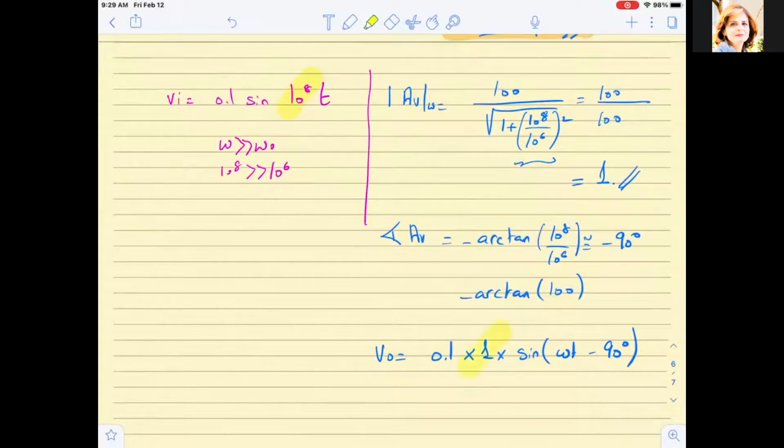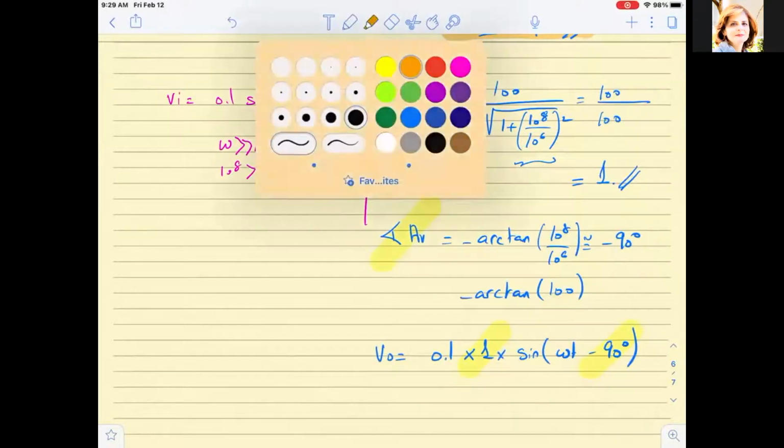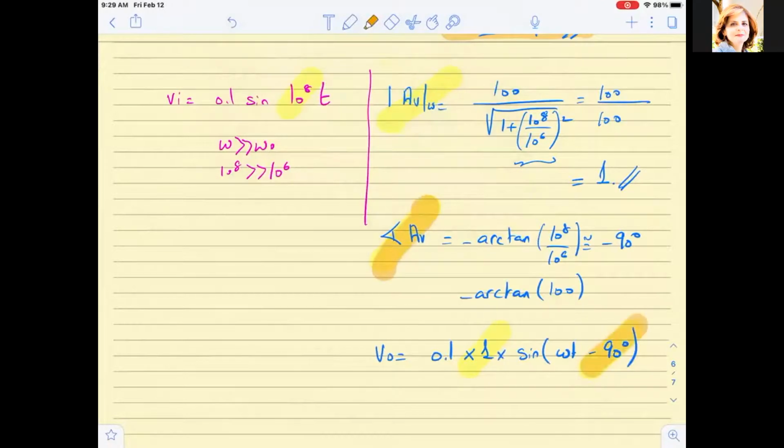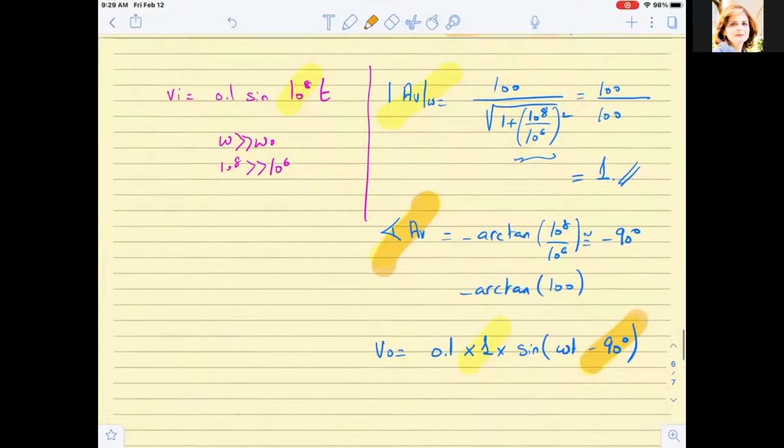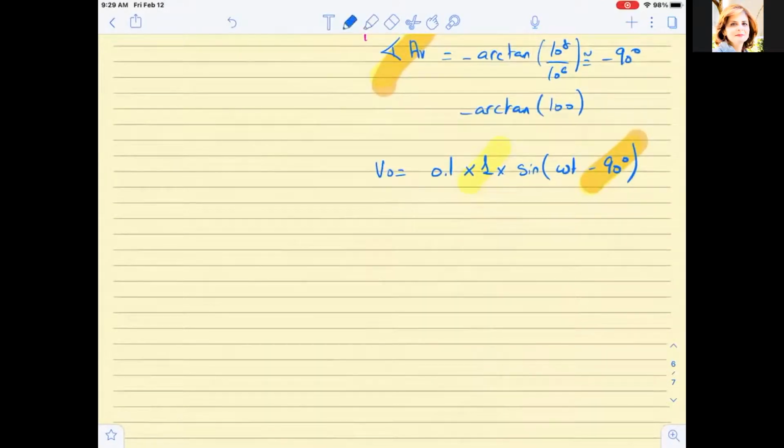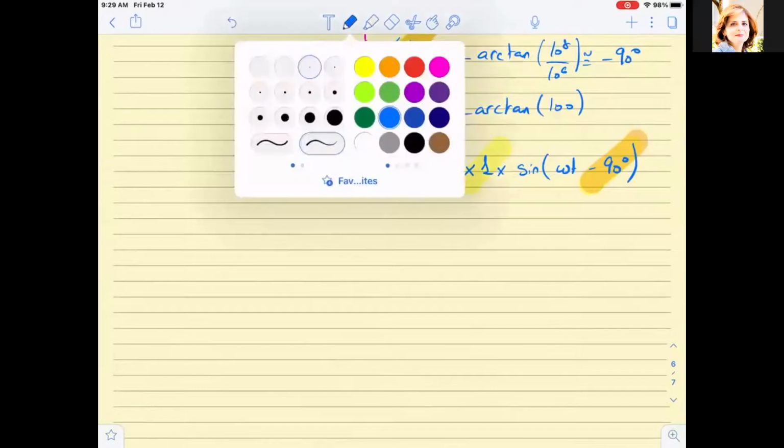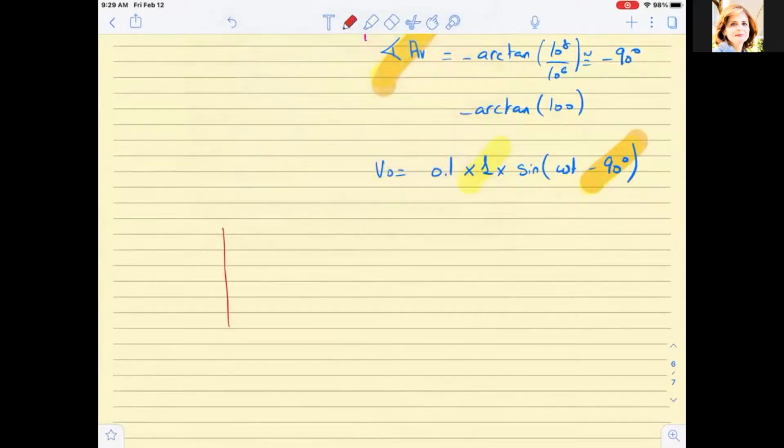I plug in the magnitude and the phase into the expression of the output, and I can really find what my output behavior is. But what we noticed here as we were building the design is that the gain started high, it dropped, and it went down close to 1 as omega increased. Okay, so this is what matters to us.